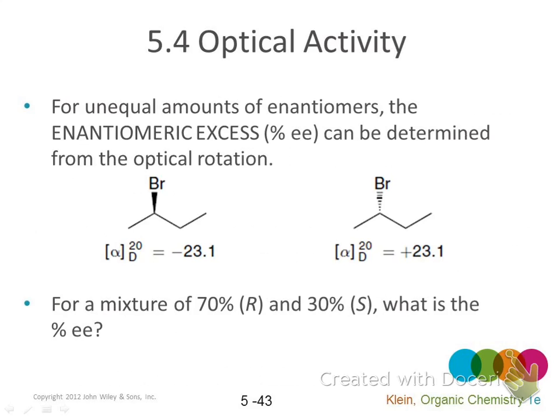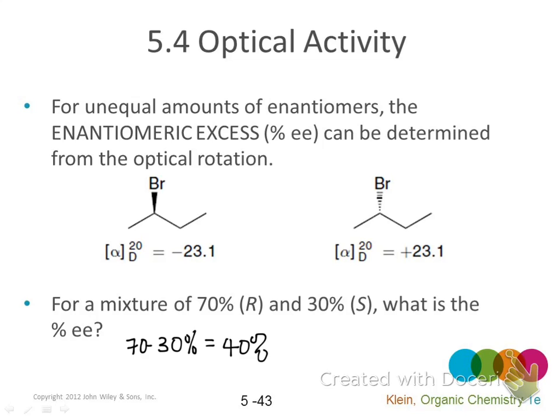Yeah, take the difference. So in this case, the EE is 40%. 70 minus 30, sorry, see, I already screwed up. 40% excess. That means there's 40% more of the R than the S.